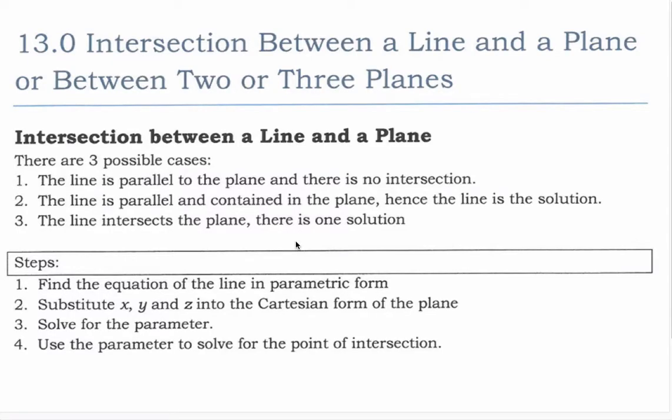Hello, this is Mr. Collier, and today we're looking at the intersection between a line and a plane, or between two or three planes. Okay, so firstly, a line and a plane, there's three possibilities.